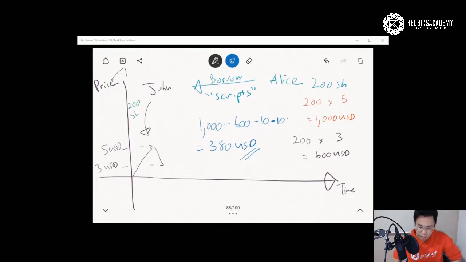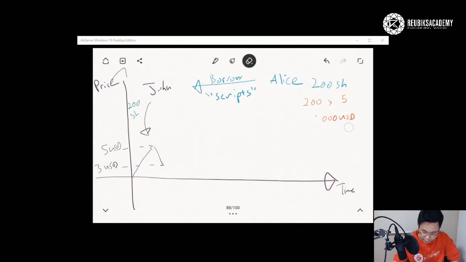This is her net profit. So this is how you make money when you short sell. But this is assuming everything goes your way. What if after borrowing the shares, things do not go Alice's way? What will happen? Let me show you what will happen if things don't go her way.